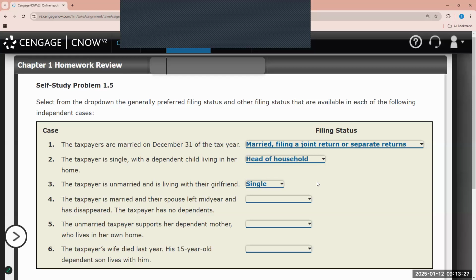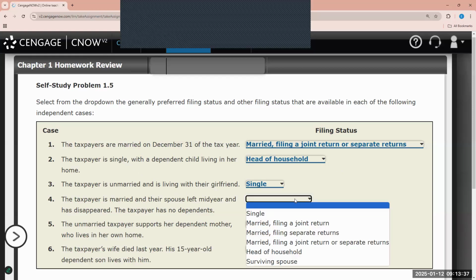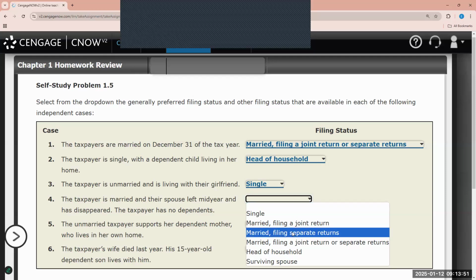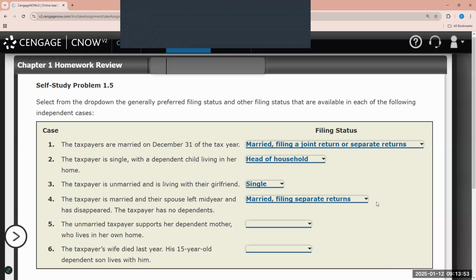4, the taxpayer is married and their spouse left mid-year and has disappeared. The taxpayer has no dependents. All right. So they're married, but the spouse left mid-year. So remember, the last 6 months of the year, they need to be alone. They have no dependents. So based on that, head of household will not apply simply because there's no dependent. Therefore, the individual needs to file a married filing separate tax return.